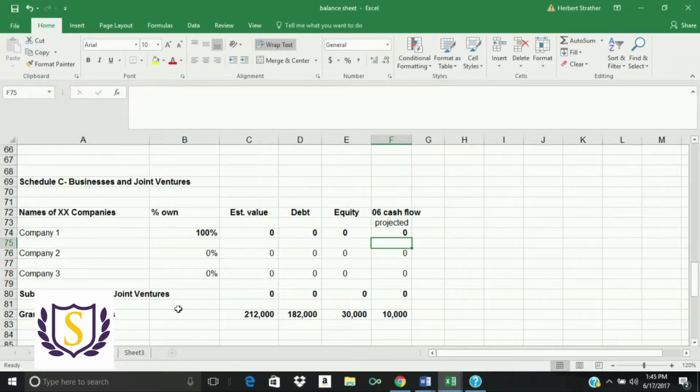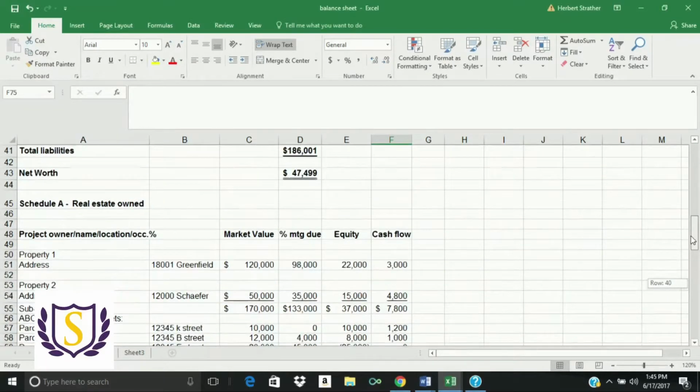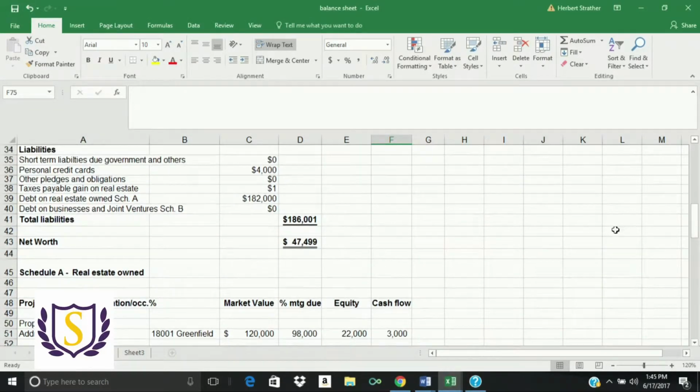So the grand total is 212 of between businesses and real estate. 182 is your debt, so you have a real $30,000 worth of equity there. In this case, look at your net assets, only $47,000.